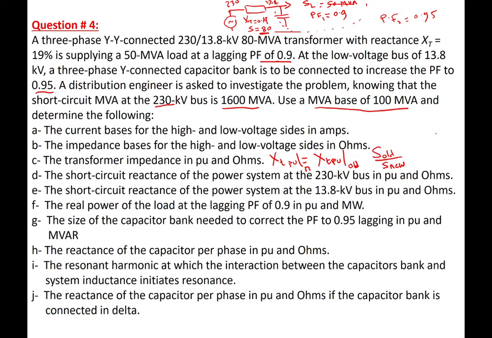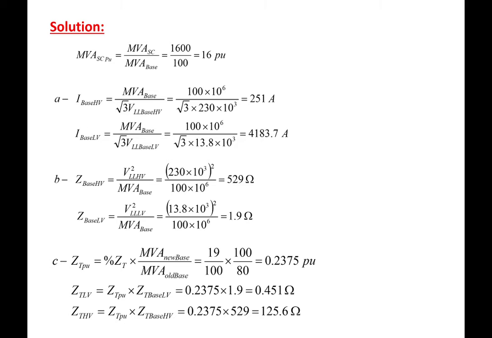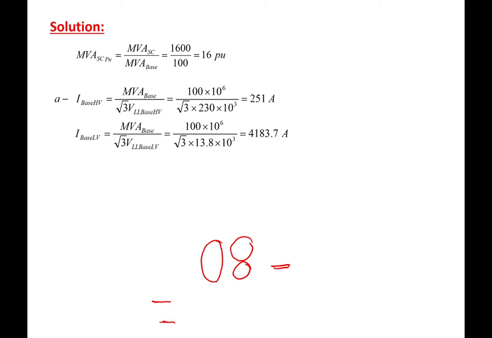Of course, for part C, if we just check. Okay, so you have the old impedance multiplied by the new base over the old base, and that will give you that value. To find the impedance in ohm referred to the low voltage side, you multiply it by the base for the low voltage. To find the impedance referred to the high voltage side, you multiply it by the base for the high voltage side.